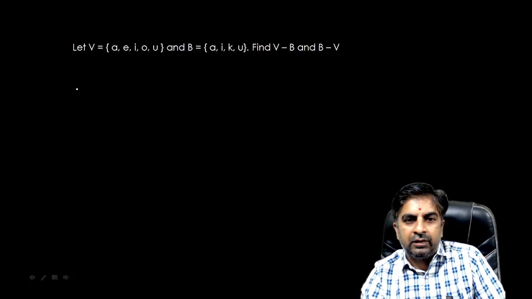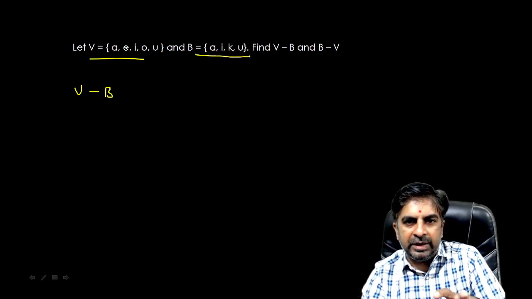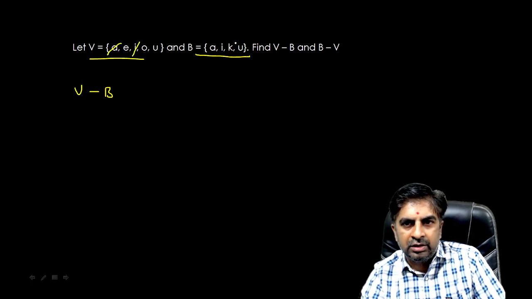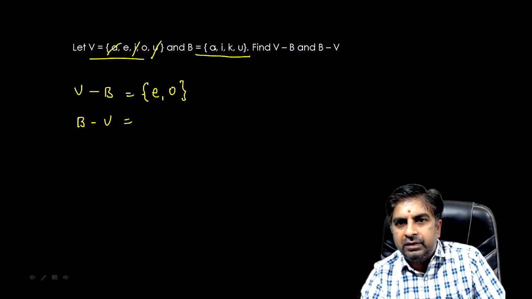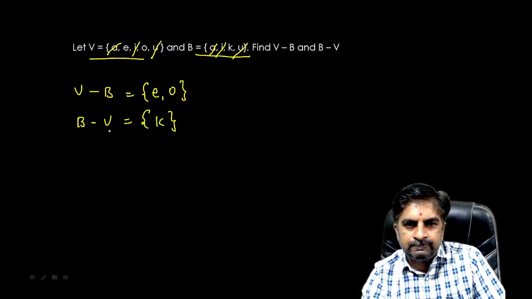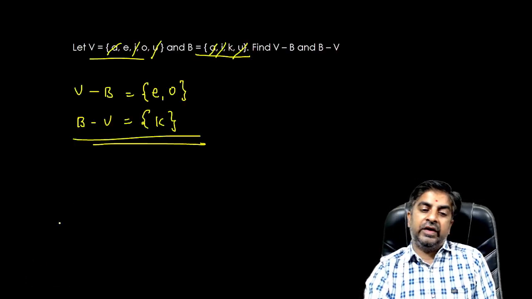Let us see here, V minus B in this set. So V is your main term, B, so you can see A is there, cut, subtract this, I also there, cut, K is not there, U is also, so this we cancel, so our answer will be E and O. And what about B minus V? So B is our main term, so A is also there, cancel A, I also, U also cancel. Now your answer is K. Okay guys, so this way we can subtract and find out difference of set.